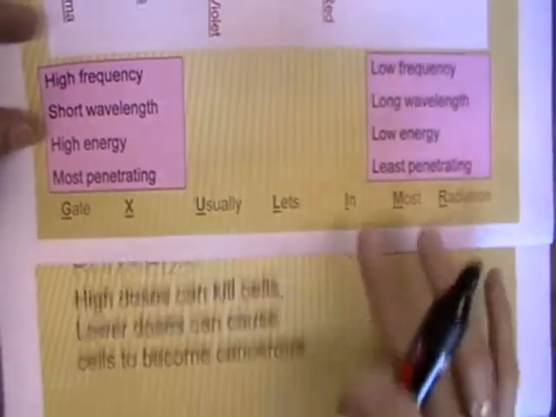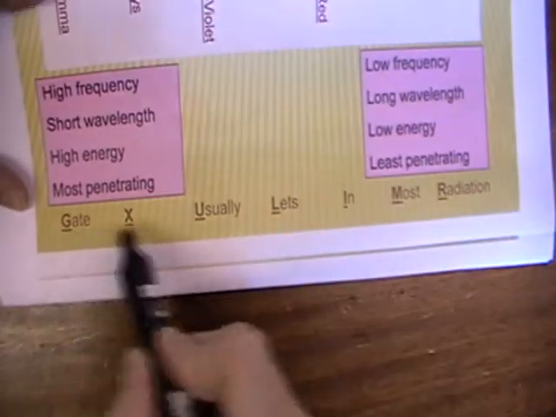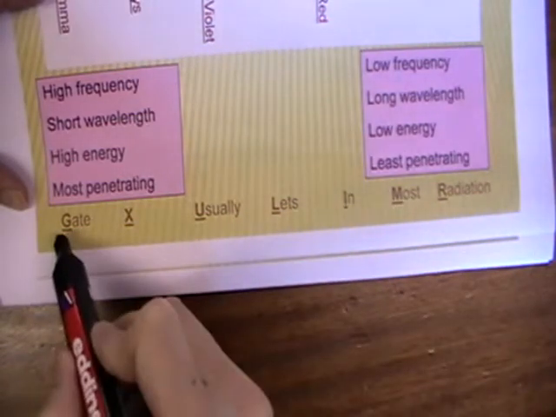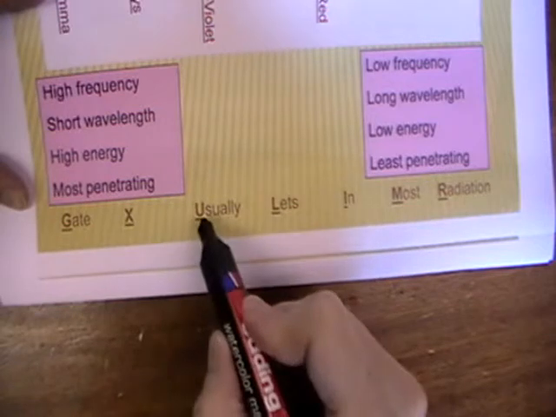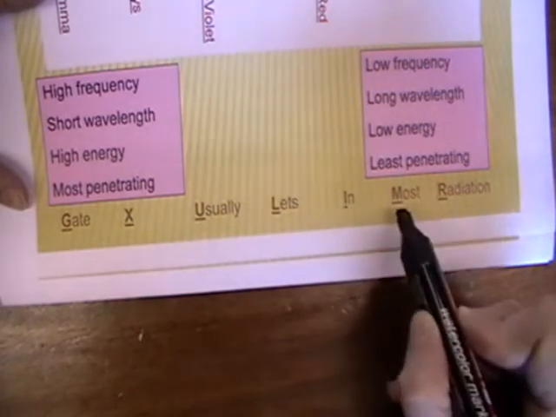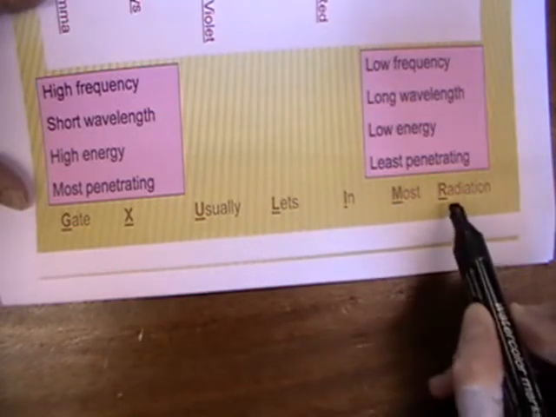This is just a little mnemonic just to help you remember the order. Gate X usually lets in most radiation. So G for gamma, X for X-rays, U for ultraviolet, L for light, I for infrared, M for micro, and R for radio.